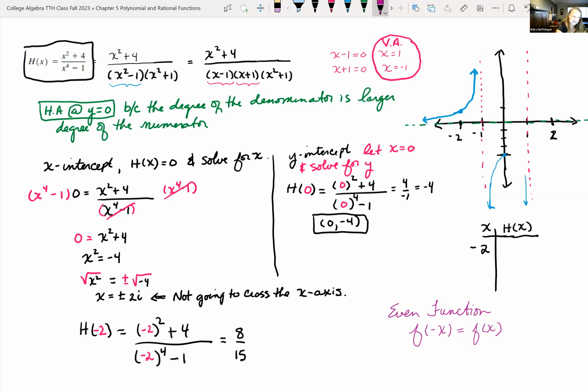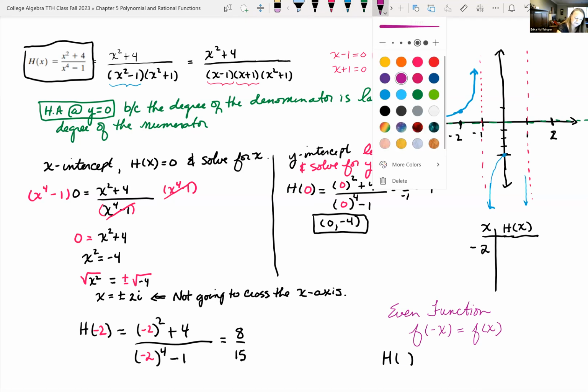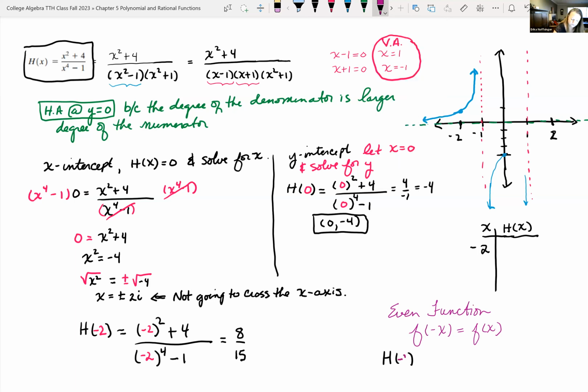So I actually see that h of x, if I plugged in -x wherever I saw an x, I'm going to get back my original function, because if I square my -x, it's the same thing as x squared plus 4. And if I raise -x to the 4th power and subtract 1, I'm still getting the same thing, x to the 4th minus 1.